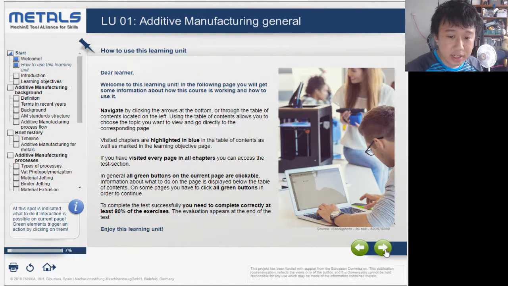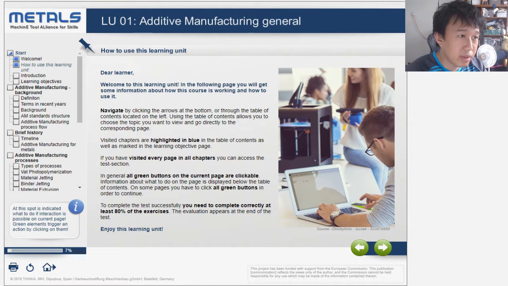So first thing it says is, dear learners, welcome to this learning unit. In the following pages you get some information about this course and how it is working and how to use it. Navigate by clicking on the arrows below or through the table of contents on the left hand side. Use the table of contents, which allows you to choose a topic that you want to view and go directly to a corresponding page. I should extend that so it's a bit nicer looking.